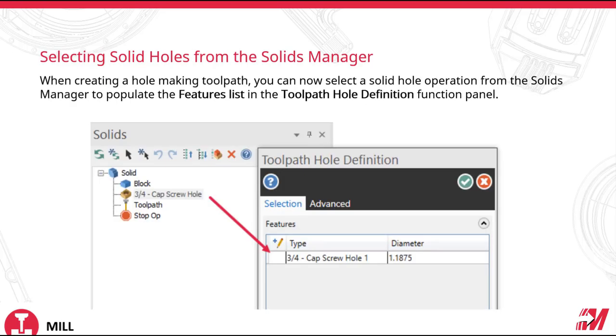And selecting solid holes from the solid manager. This goes back to the hole segments. What we can do is, instead of picking geometry off your screen, you can go right into the solids tree and pick that geometry out of the solids tree, and it'll pre-fill all of that information into our drill tool path.